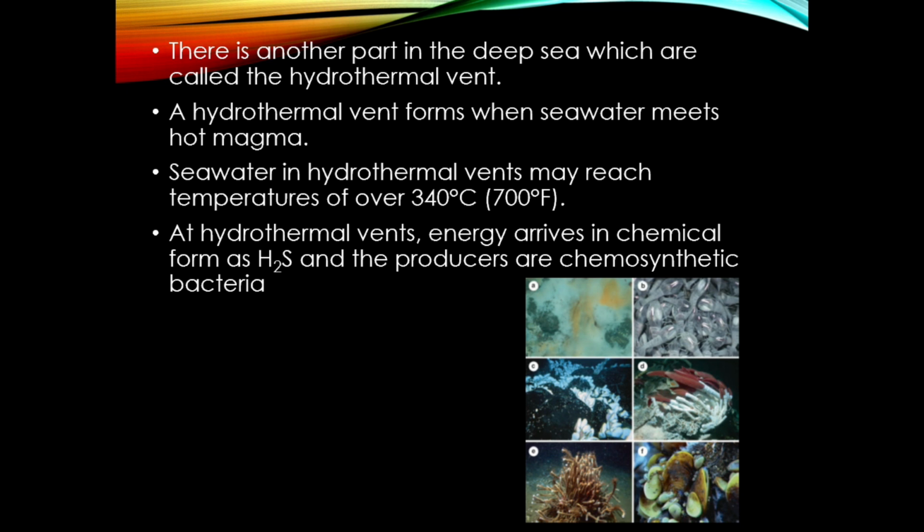There is another part in the deep sea called the hydrothermal vent. A hydrothermal vent forms when seawater meets hot magma. Seawater in hydrothermal vents may reach temperatures over 340 degrees C. At hydrothermal vents, energy arrives in chemical form as hydrogen sulfide, and the producers are chemosynthetic bacteria.